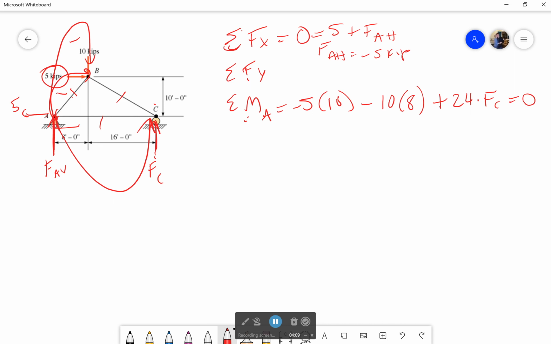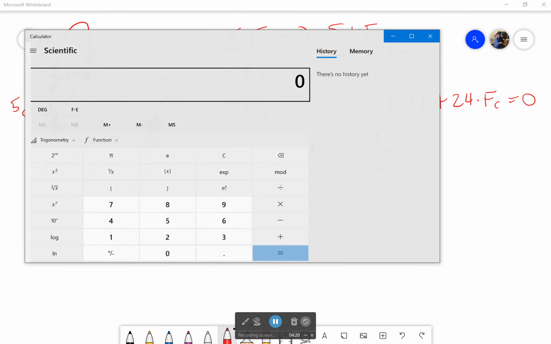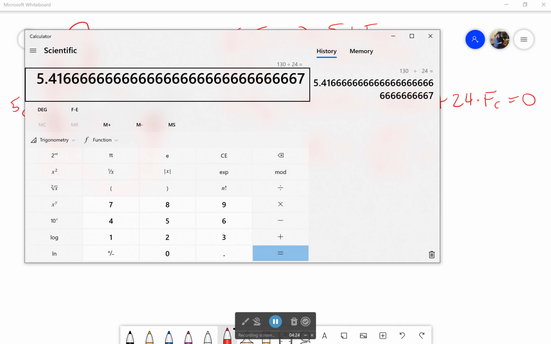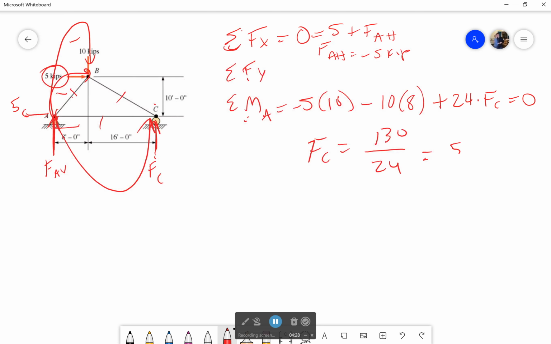Now I want to solve for force C, so I get force C is equal to 130 divided by 24. If I plug that into my calculator, I get, let's see, 130 divided by 24, 5.416. Okay, so that's good. I'll go ahead and erase that.